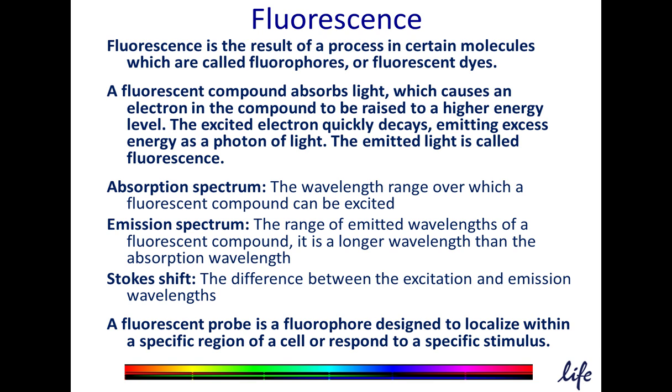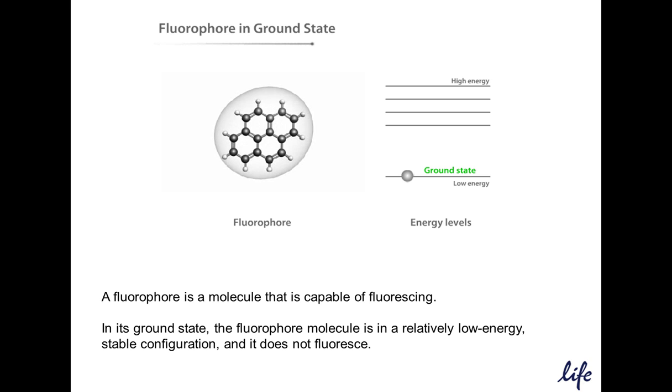There is an absorption spectrum, which is the wavelength over which a fluorescent compound can be excited. There is emission. This is the range of emitted wavelengths of a fluorescent compound, and it is longer than the wavelength of the absorption. And then there is a Stokes shift, and this is the difference between the excitation and the emission wavelengths. So I'm going to go over each of these in a little more detail to allow a better understanding.